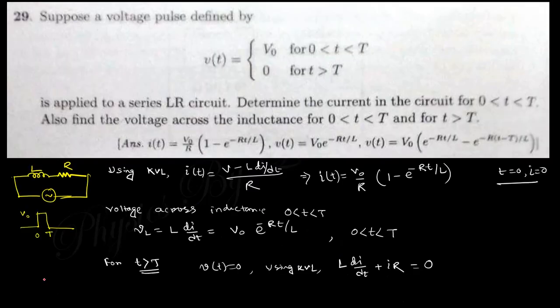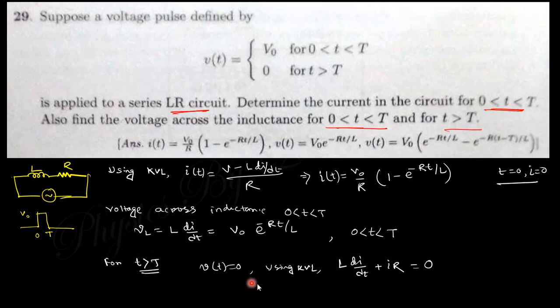Next question. Suppose a voltage defined by this is applied to an LR circuit. Determine the current in the region 0 to T. Also find the voltage across the inductor in these two time intervals. So this is nothing but a DC voltage source supply and then cut off. During this voltage source supply, this will be the Kirchhoff's law equation, the current equation, where the condition will be at t equal to 0, I equals 0. So the voltage will be nothing but L di dt. You take this derivative, and you will get this answer.